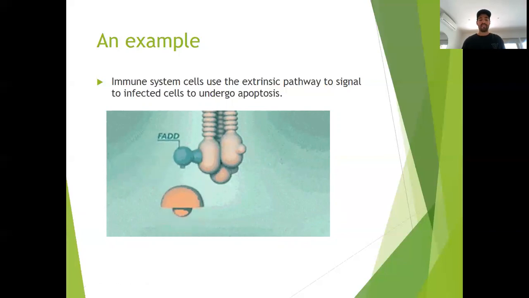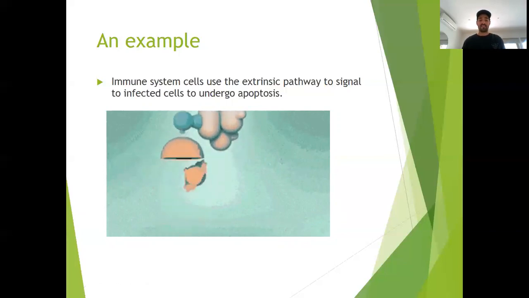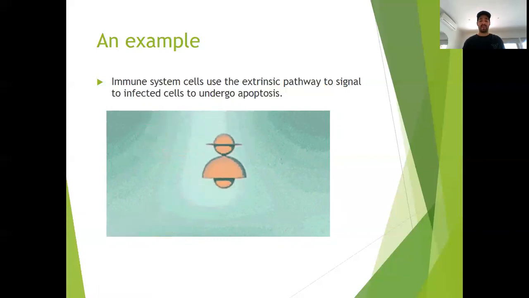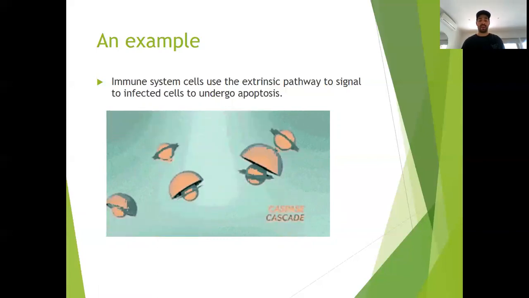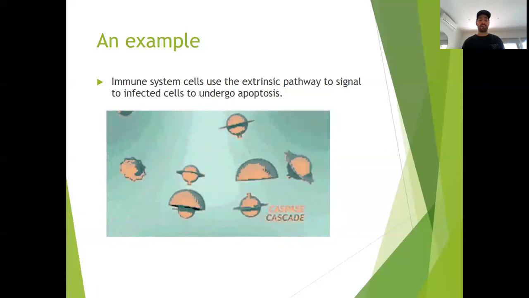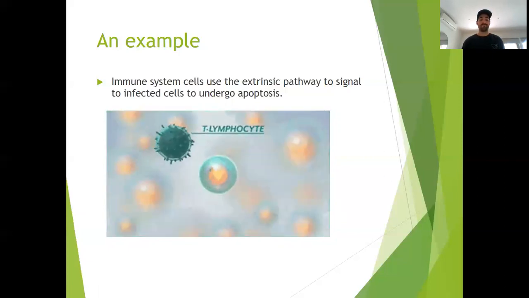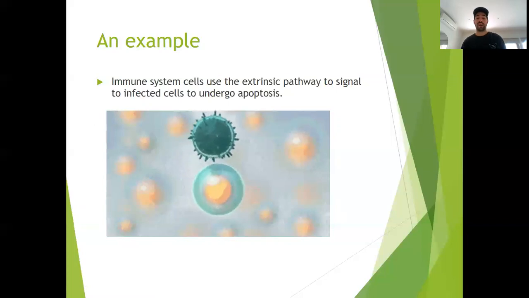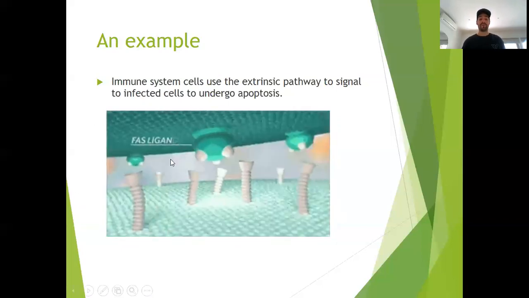And that Fas protein is then going to activate a caspase, which we then know goes and activates other caspases in the caspase cascade. And they're just going to go and break down the proteins in a cell. So an example of the extrinsic pathway would be for the immune system. These are cells trying to destroy infected cells.